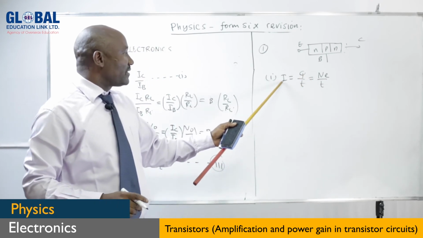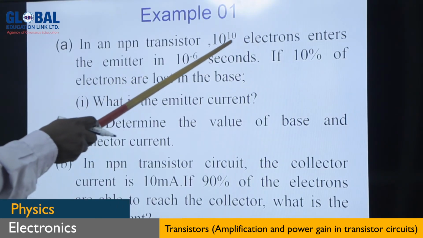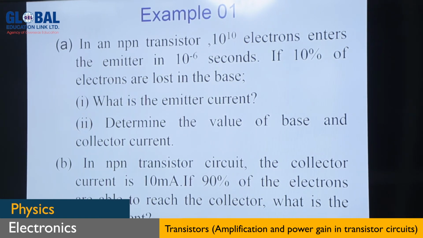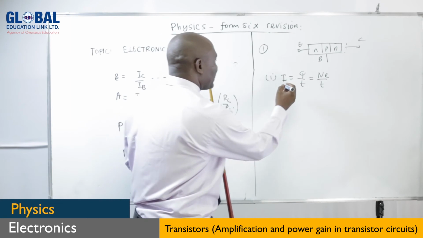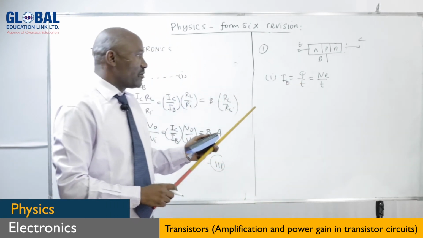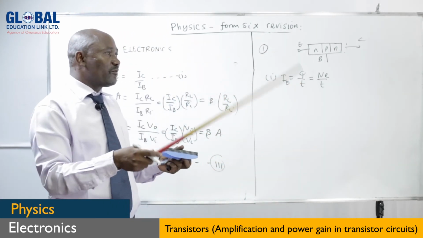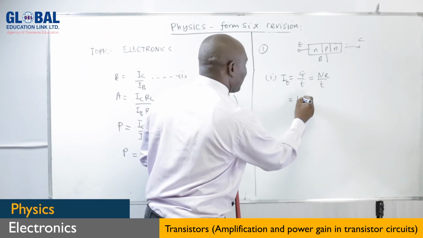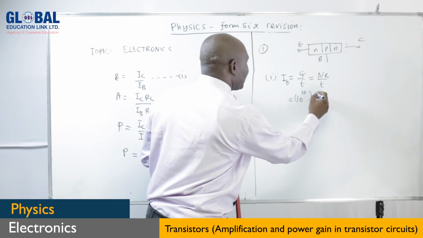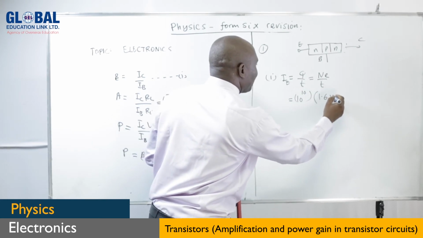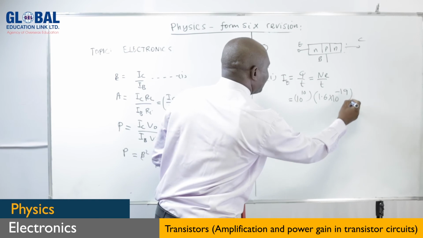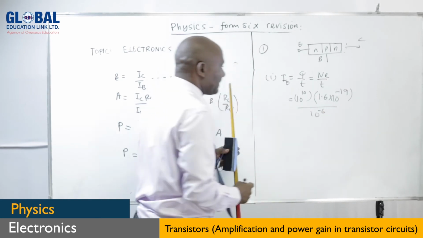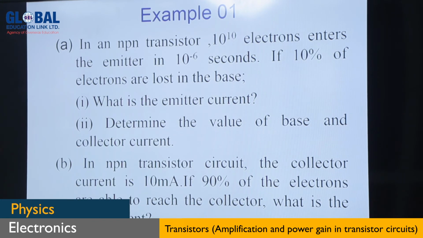So here you can talk of the current. Because we have electrons entering the emitter, you can have the current produced in the emitter because of that. So here you can get the emitter current, because the emitter current is produced by the flow of electrons. So how many do you have? 10 power 10 times the electronic charge 1.6 times 10 power negative 19, divided by time 10 power negative 6. This will give us the emitter current.